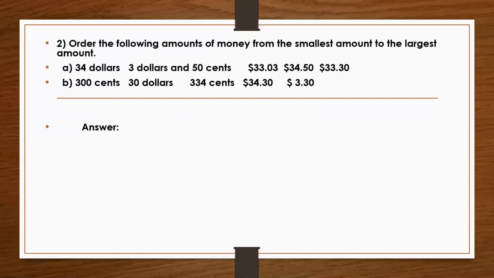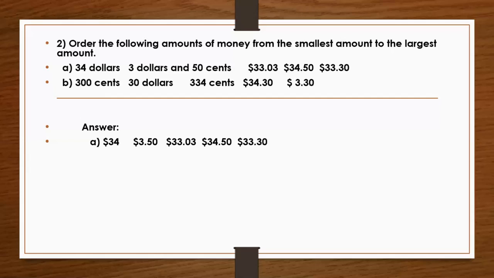So the very first step is to convert all amounts of money into one format, putting a dollar symbol for every number. Now it's a mix of 2 formats. I just make it one format, putting a dollar symbol on every amount of money. So that it's like $34, $3.50, $33.03, $34.50, $33.30.